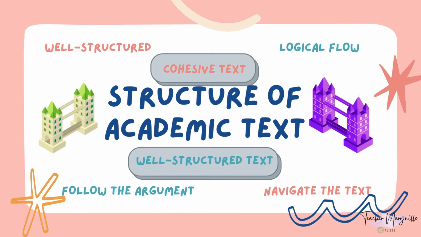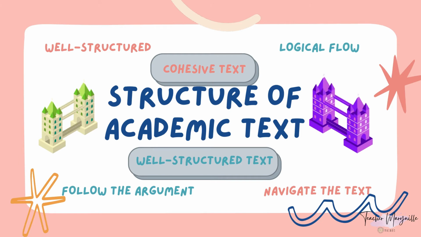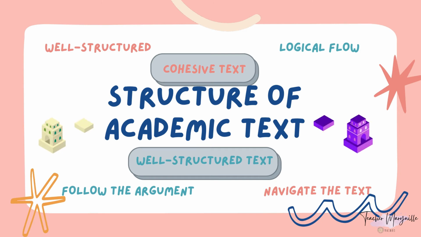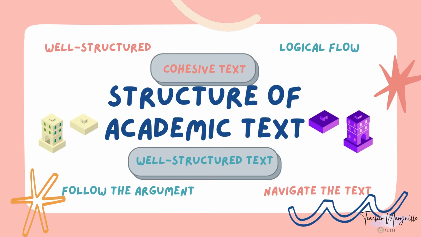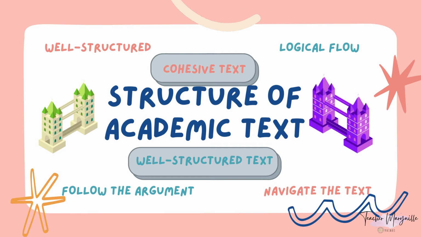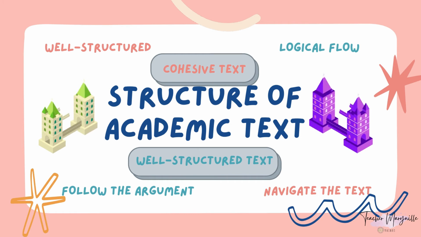It is important to have a well-structured text to enable the readers to follow the argument and navigate the text. In academic writing, clear structure and a logical flow are imperative to a cohesive text. You also need to remember that it includes information from a credible source that is in turn properly cited and with a list of references.